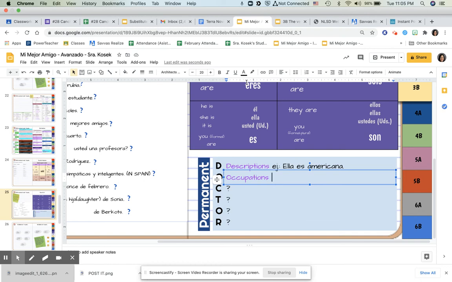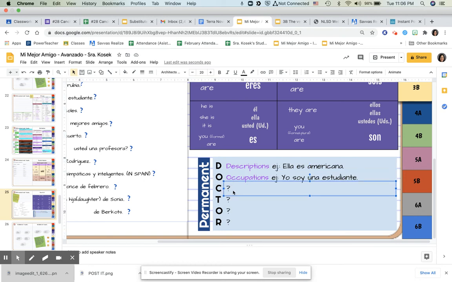And I know you guys are students. That's how you make your living. You're learning so that hopefully you can get a job someday with the knowledge that you get. So let's do that example. I am a student. Yo soy una estudiante. And I'm going to choose una because obviously I am a girl. Okay. Occupation, what people do to gain money.